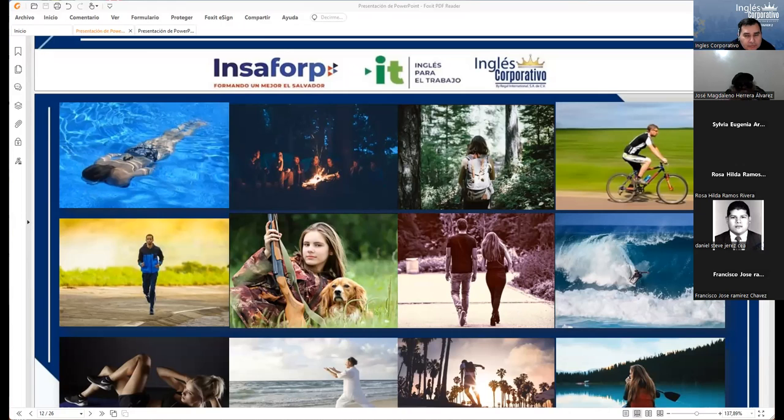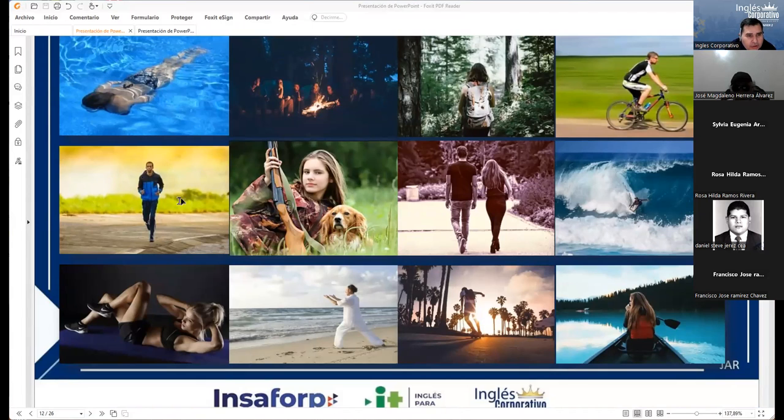What's this man doing? He is riding a bicycle. What's this man doing? He's running. He's jogging. Okay, he's jogging. What's this girl doing? Hunting. She's hunting. What are these people doing? They are walking in the park. Maybe they are talking about the immortality of the crowd.